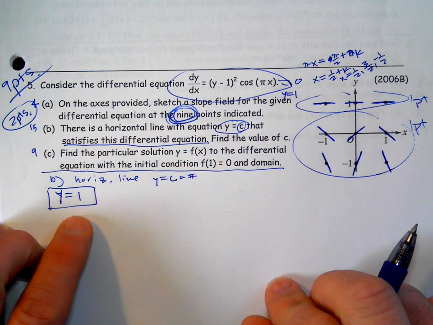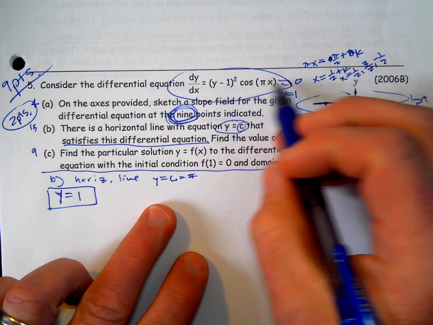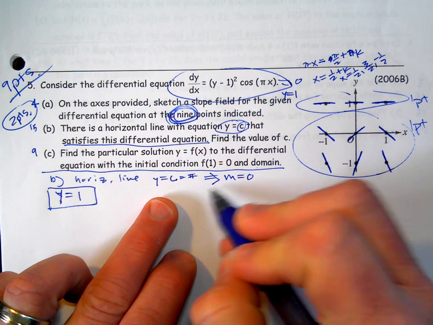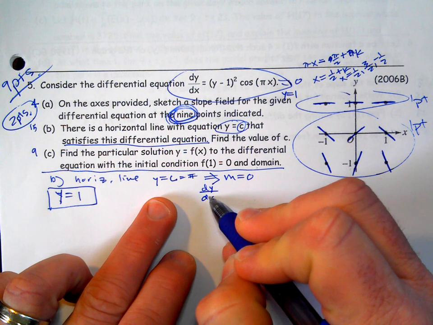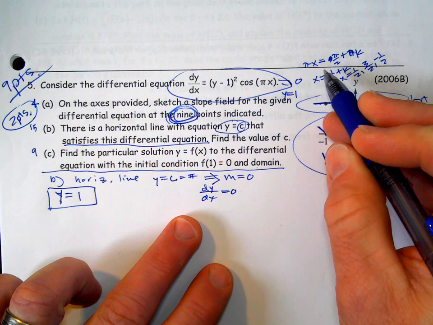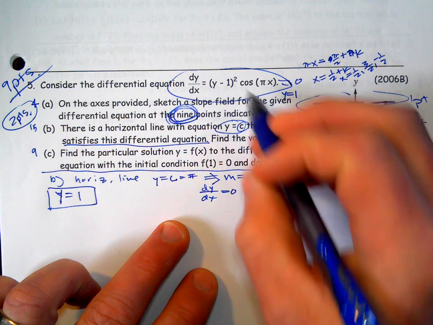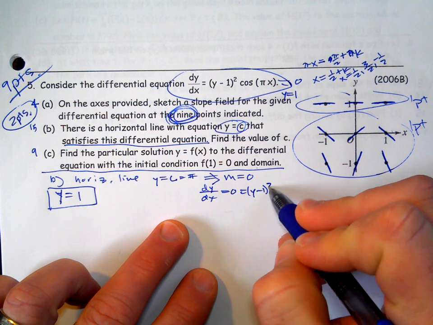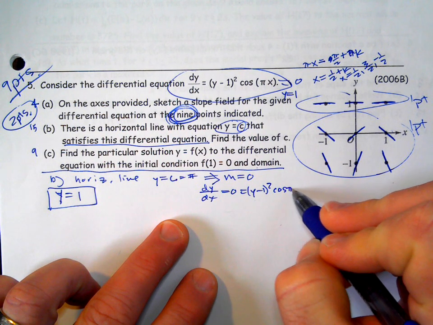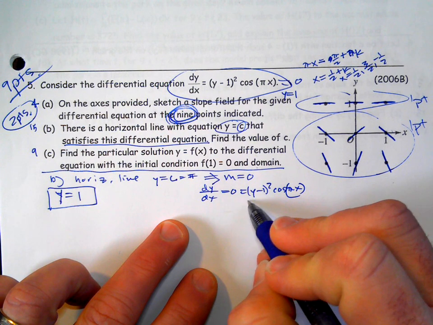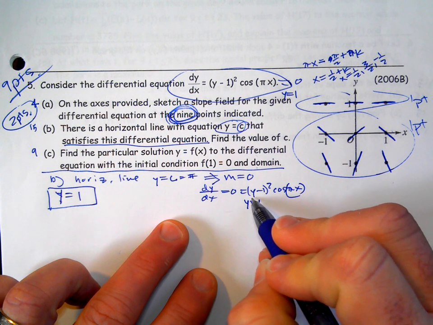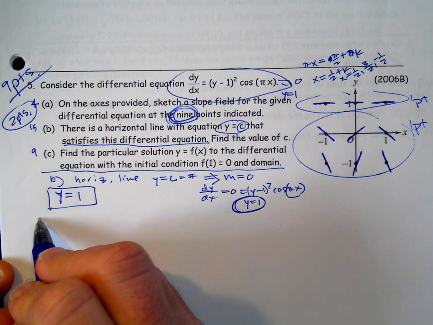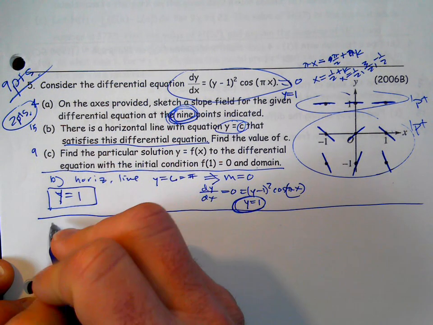So it's kind of a special case. Now, if you wanted to go up here, you'd say, oh, well, if it's a horizontal line, the slope has to be 0. So that means that dy/dx has to be 0. And you would do the work I already did earlier trying to help fill this in. I said, oh, yeah, well, that means that (y minus 1) squared cosine of pi x has to be 0, which means that y has to equal 1 for that to be true. So, I mean, that's sort of the way of doing it without just looking at the picture. But you could look at the picture.